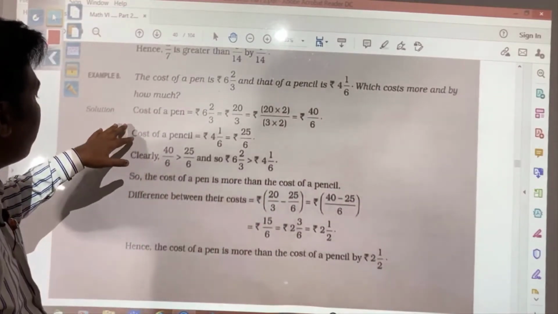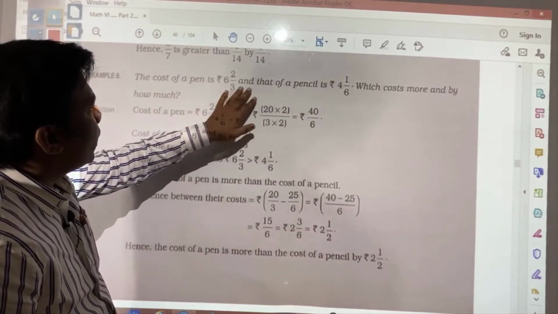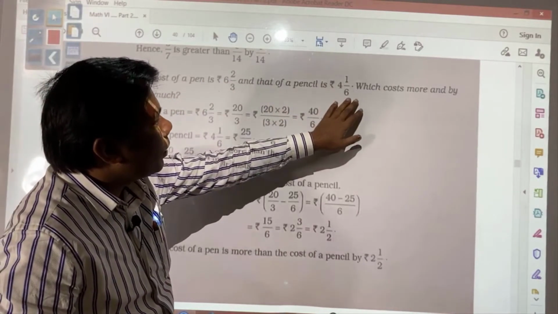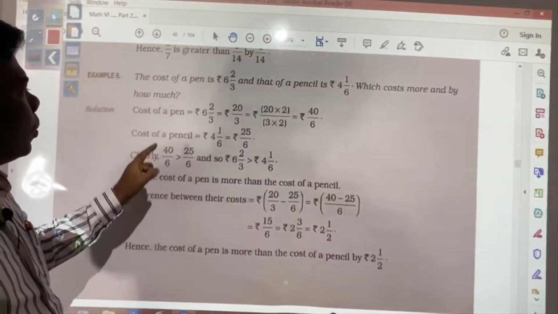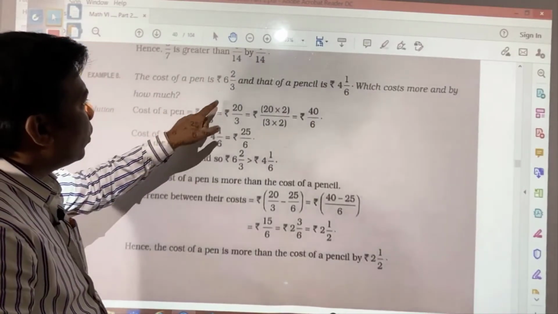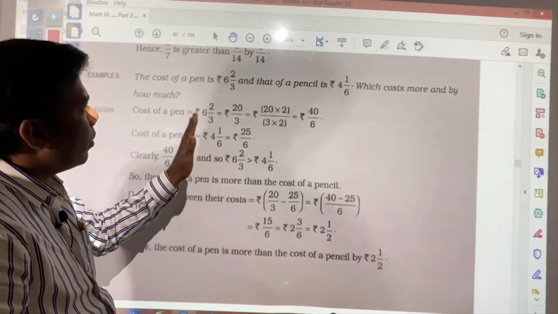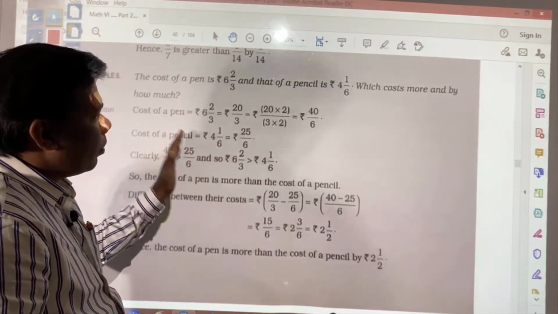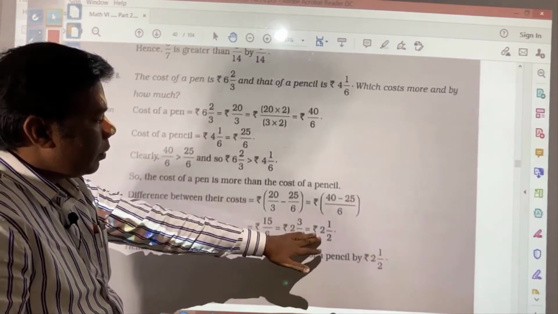Then you have a word problem. The cost of a pen is rupees 6 whole 2 by 3 and that of a pencil is 4 whole 1 by 6. Which costs more and by how much? So, what is needed to be done? You just need to find the difference, the difference of the smaller from the bigger. That difference you have already learned how to find. Just find it and write.